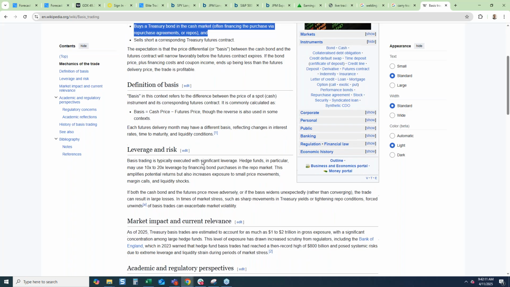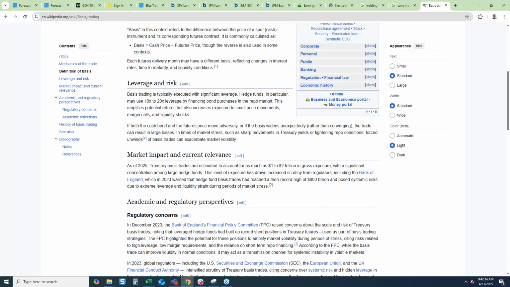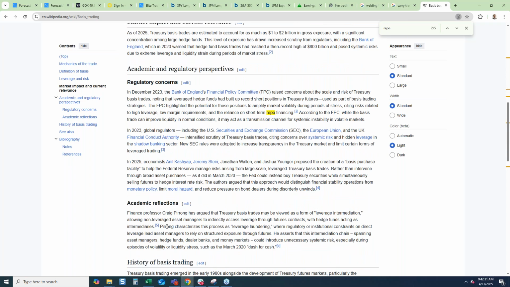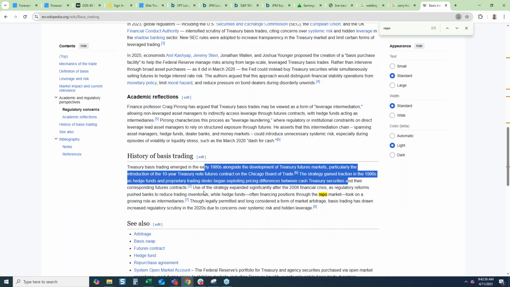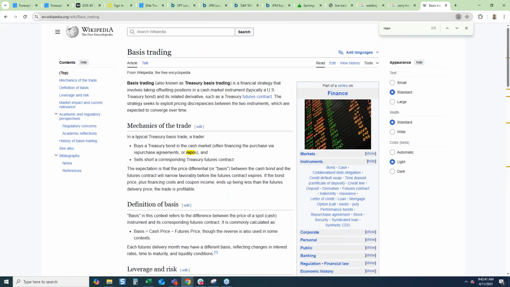And especially every time people say the word repo, right? Somebody said the word repo here, right? Repo facilities, this behind-the-curtains move between large banks and institutions and the Fed, and anytime the repo market dries out, it's a concern. You can read up on history here, academic reflection, history of basis. I mean, this is not something that was developed yesterday, right? But it is very sensitive to these liquidity issues.